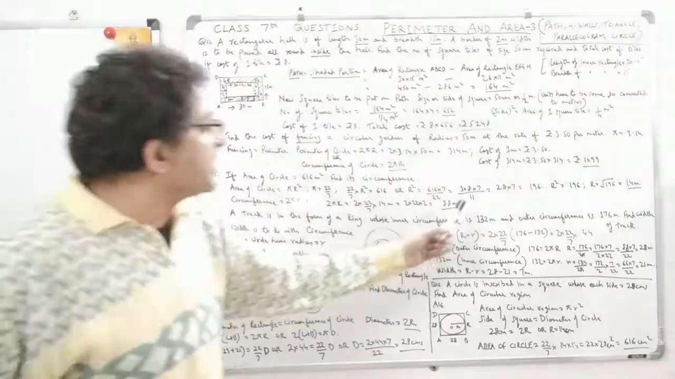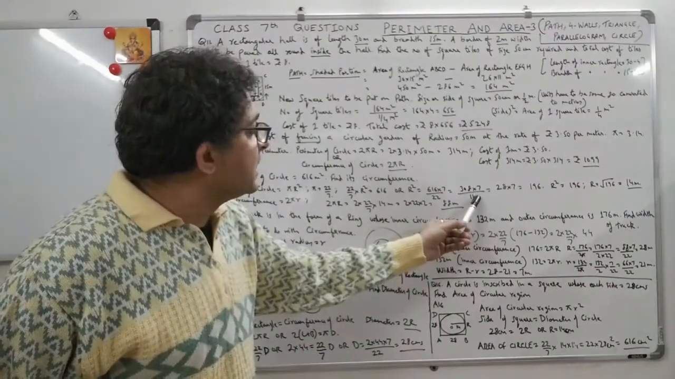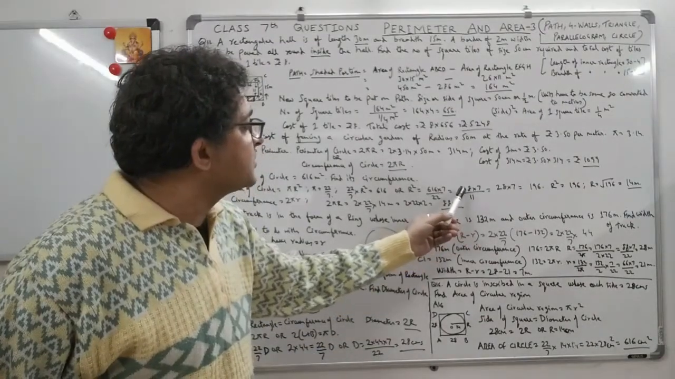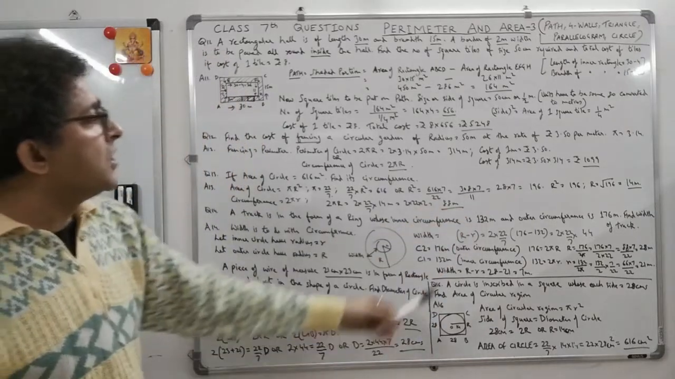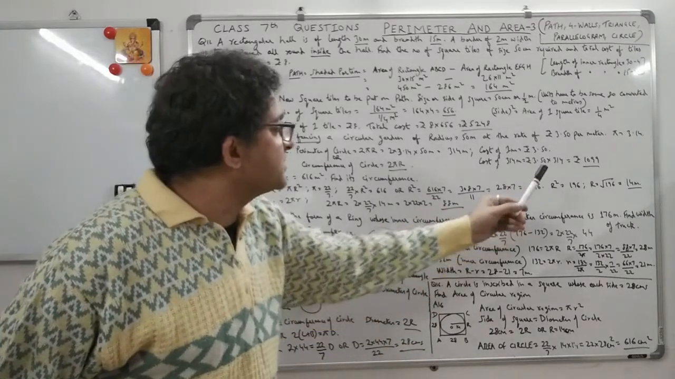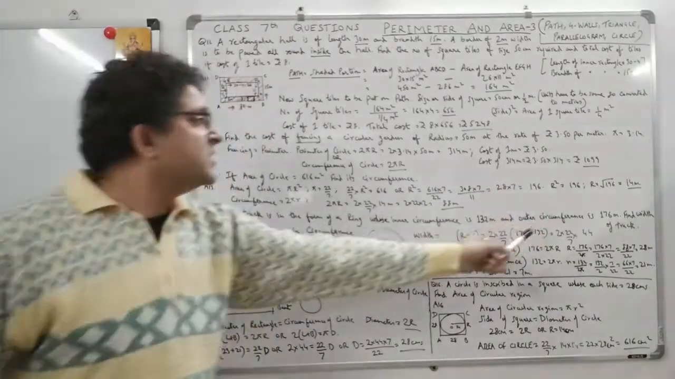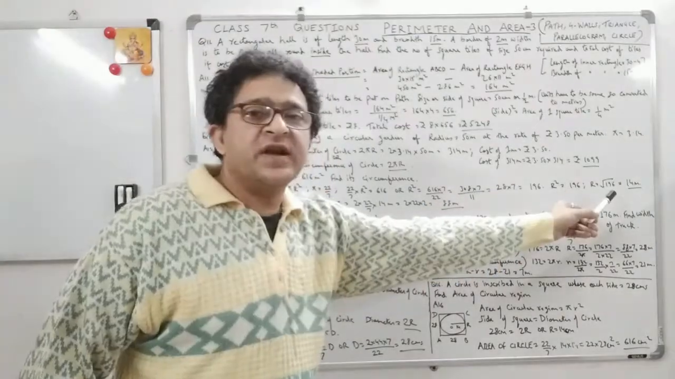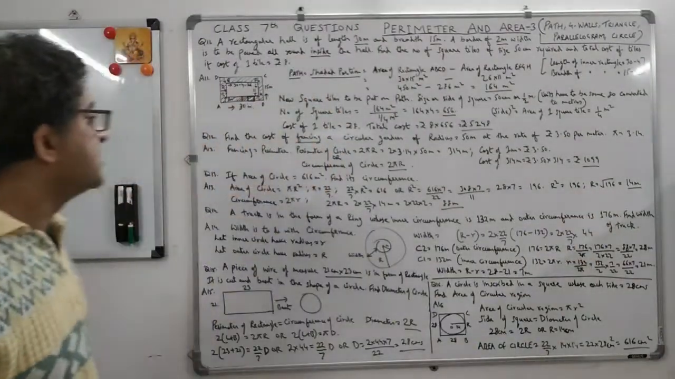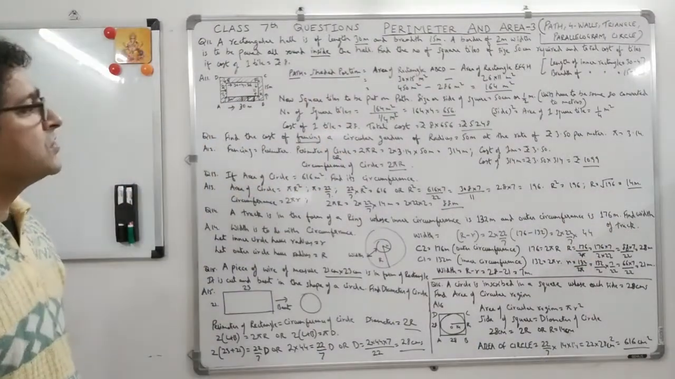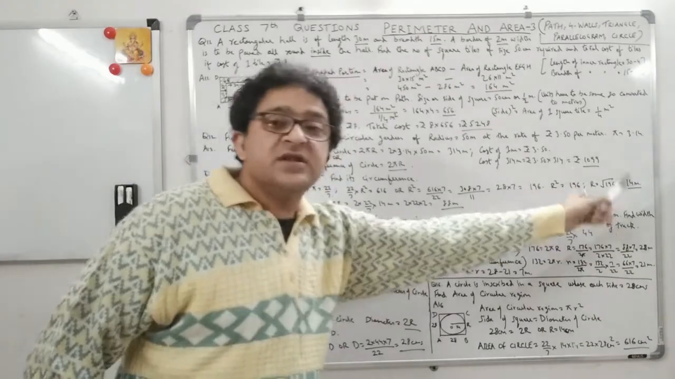So you now directly can cut from 11 only. 11 1 is 11. 11 into 28 is 308, right? So 28 into 7 is 196. So r square is equal to 196, right, students? So r is square root of 196, which is 14 meters. That's the answer. So 14 meters is the radius.